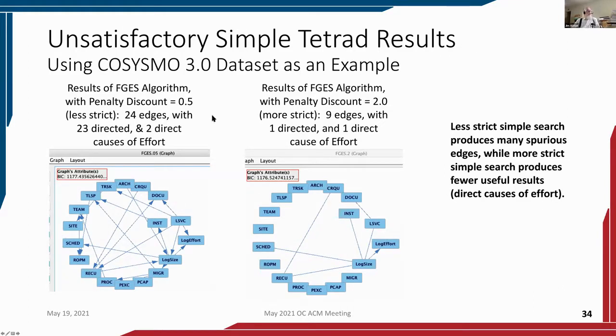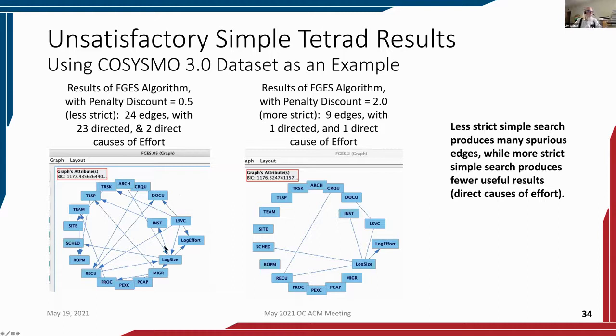So here are the problems that we had when we just simply ran Tetrad in a simple-minded fashion. These two search results are done under the same circumstances, except for the penalty discount algorithm parameter to FGES. So we have a less strict search on the left and a more strict search on the right.